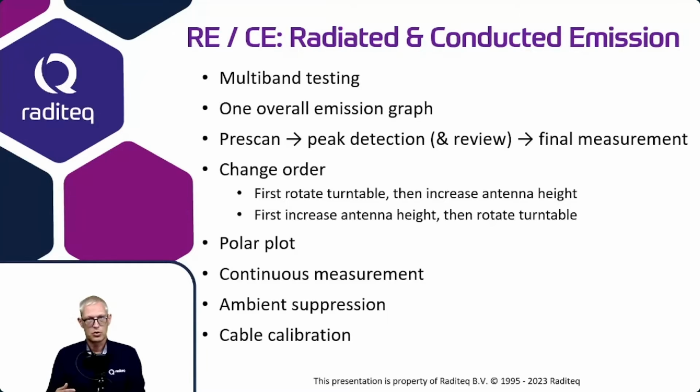One of the options is that you can control the change order, and the change order determines if you first would like to rotate the turntable and then move the antenna height. But some other end users would like to first increase the antenna height before they rotate the turntable. By changing the change order, by setting the antenna height higher than the turntable, the end user is flexible in configuring in which order the devices should be controlled. And this also allows a very flexible configuration and easy control of how the automated test is being performed.